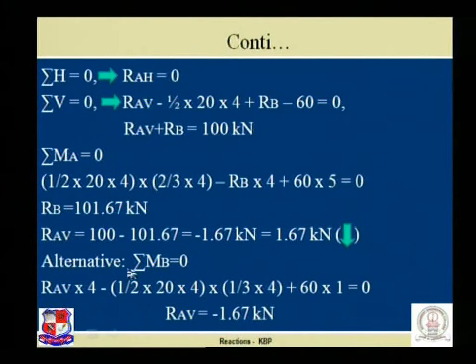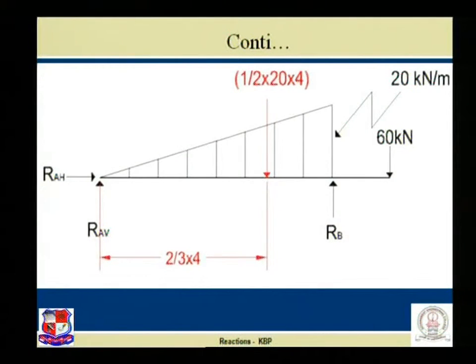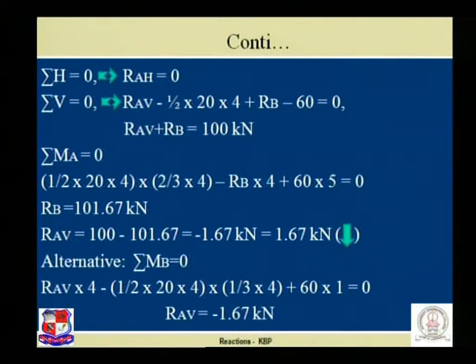Now, alternatively, we can also find RAV by taking moment at B equal to 0. If you want to check it the same way, let us take the moment of all the forces at B. Now the first force, as I repeat once again, RAH itself is 0, no effect of RAH on B. But yes, RAV into 4 creates a clockwise moment, hence positive sign. So RAV into 4 is the first moment because of the first force.